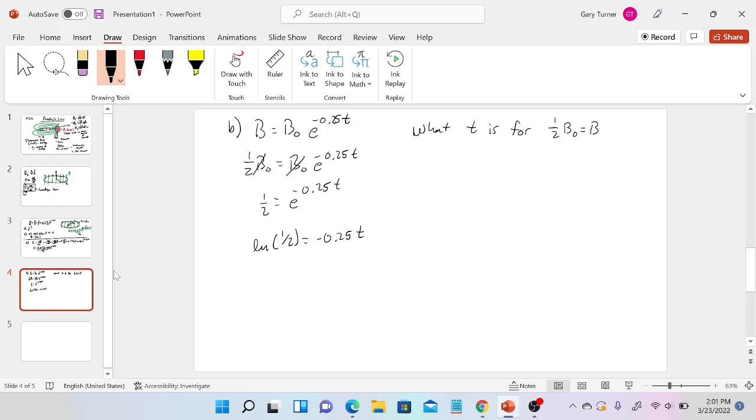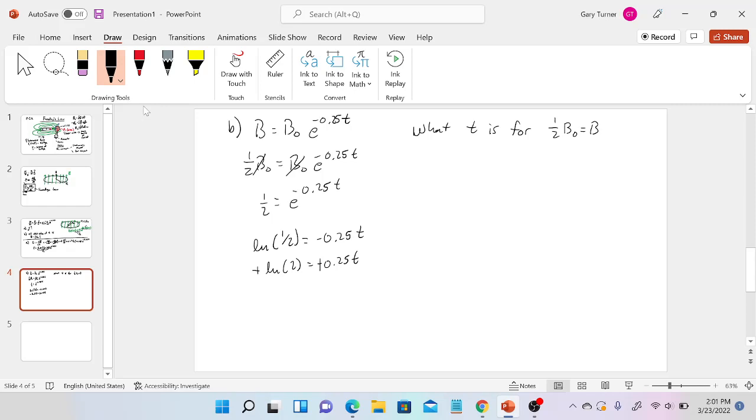And the natural log of 1 half is the same thing as the negative natural log of 2, equals negative 0.25t. My negative signs, the log of 1 half is equal to the negative log of 2, not the log of negative 2. You can't take the log of negative 2. It's negative the log of 2.